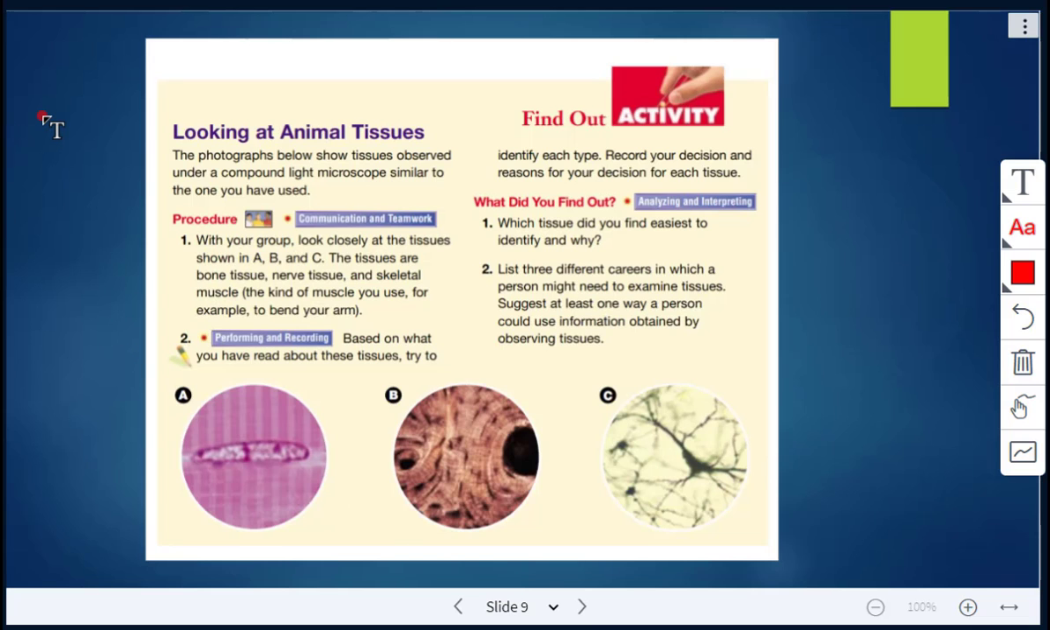This was just a find out activity in the textbook. So let's see how good your memory is.